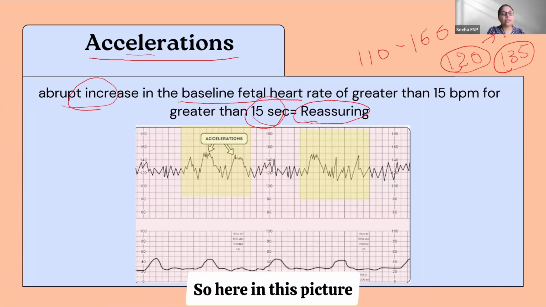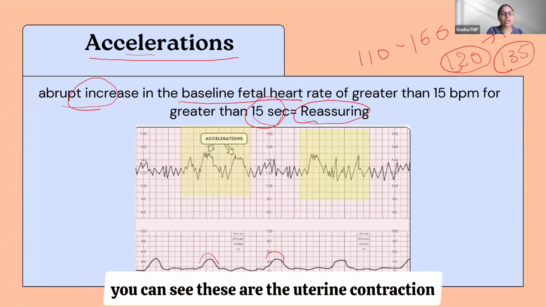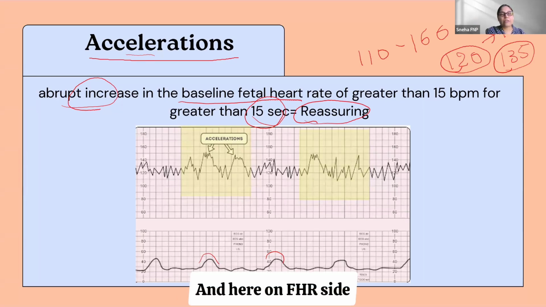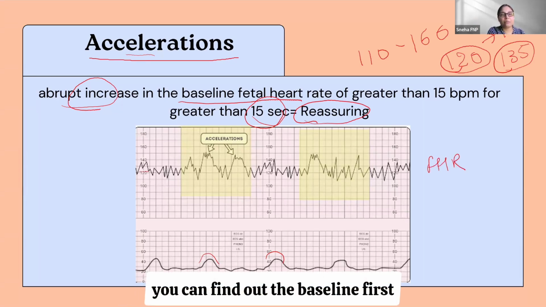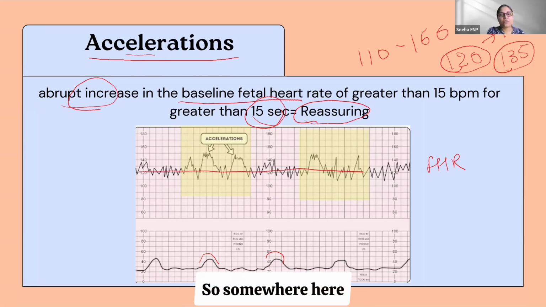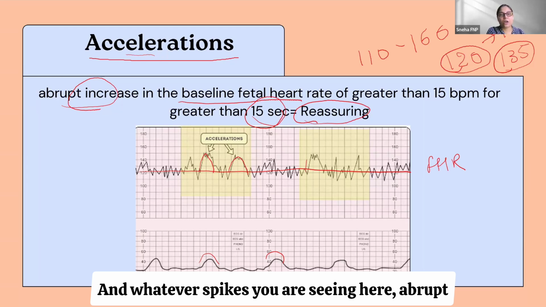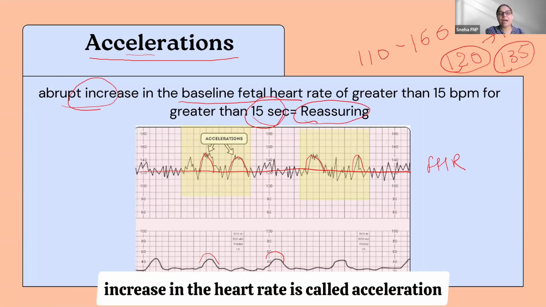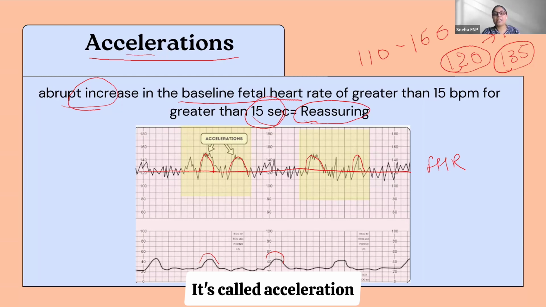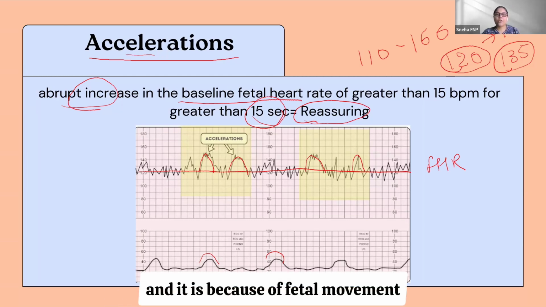Reassuring. So here in this picture, you can see these are the uterine contractions, and here on the FHR side, when you are monitoring, you can find out the baseline first. So somewhere here is the baseline, and whatever spikes you are seeing here, abrupt increases in the heart rate, are called acceleration. It is because of fetal movement or any kind of environmental stimuli that the fetal heart rate can be increased.